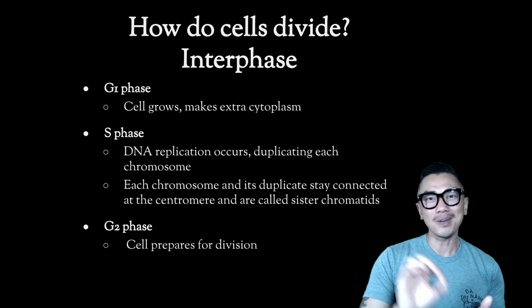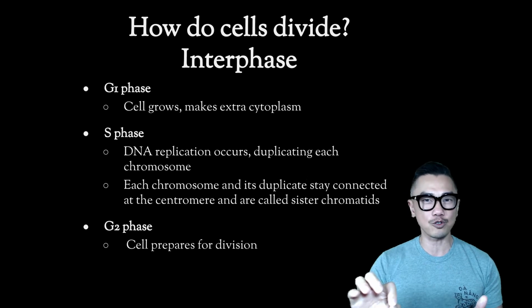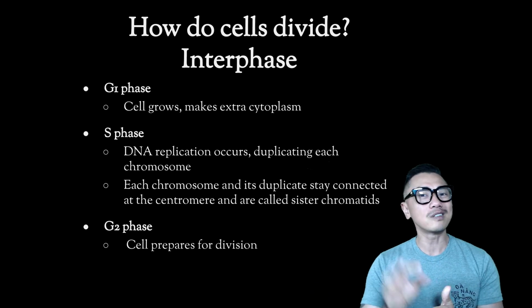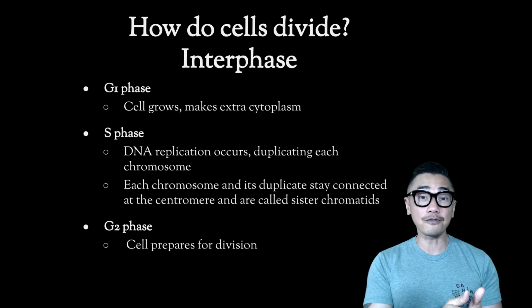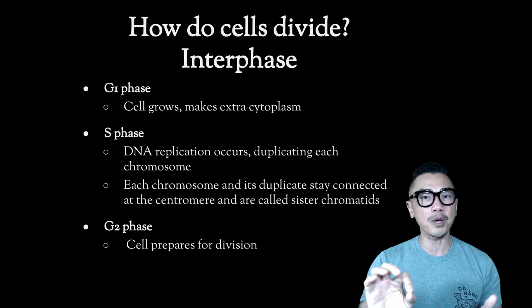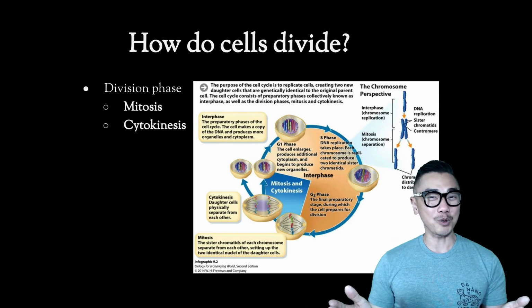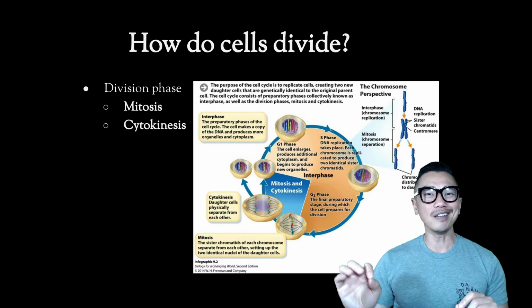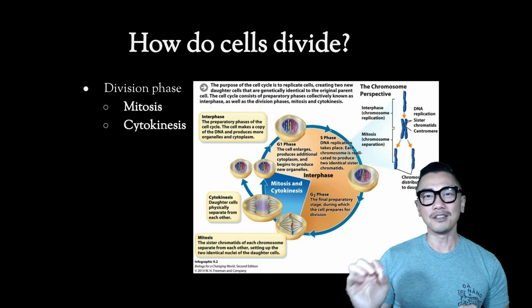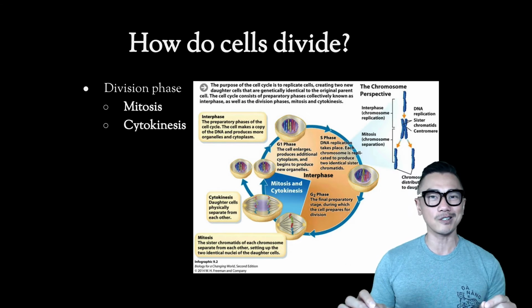The chromosome and its duplicate stay connected at a location called the centromere. They're also called sister chromatids at this point. During the G2 phase, the cell further prepares for division. After the preparatory phase, which we also call interphase, cells will enter the division phase. The division phase can be broken down into mitosis and cytokinesis.